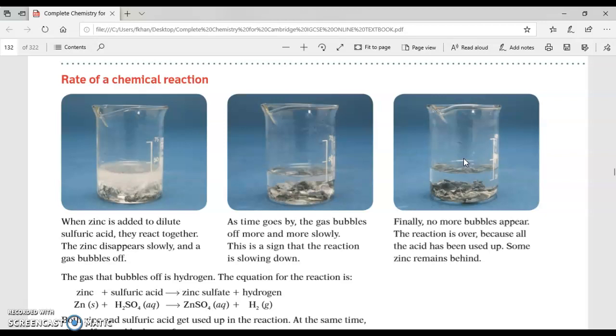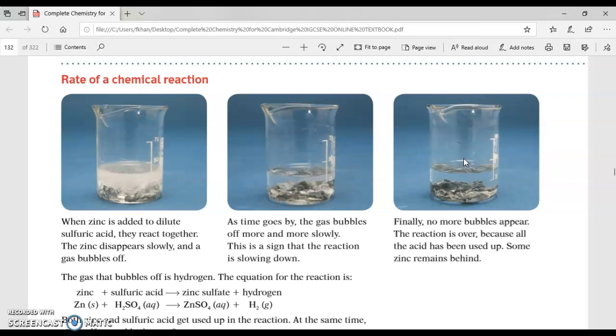Now, as time goes by, you get a big fizz at the start because all of the positive hydrogen protons that are inside the acid, they start attacking the zinc straight away. And as time goes by, those positive hydrogen protons are being used up. So there's less and less and less of them, and so you have fewer bubbles that are formed over time.